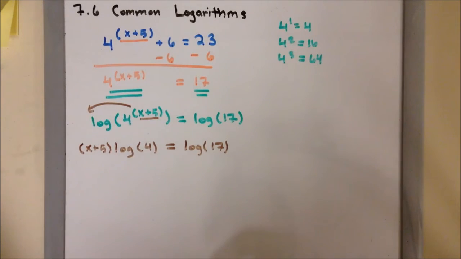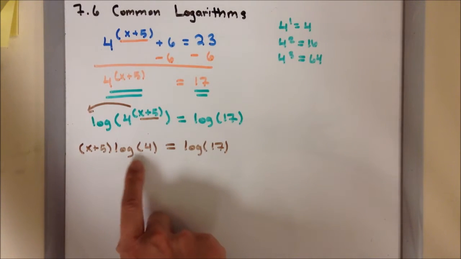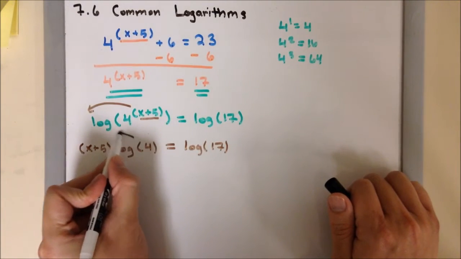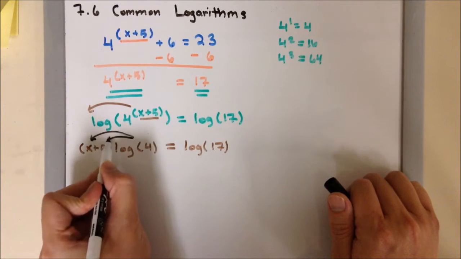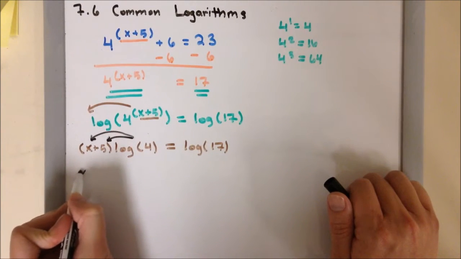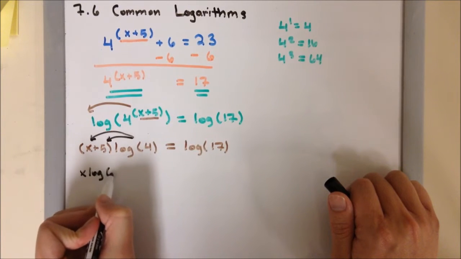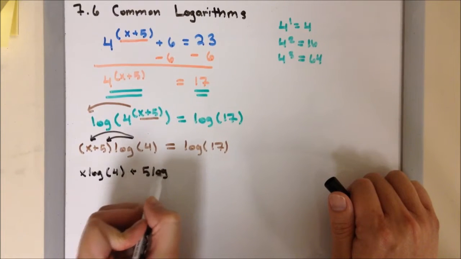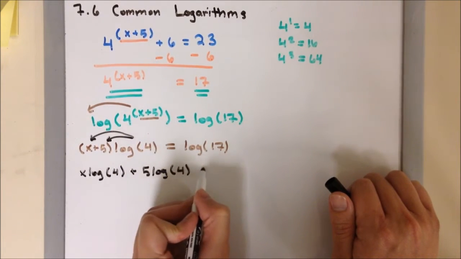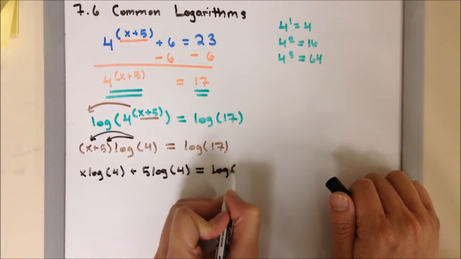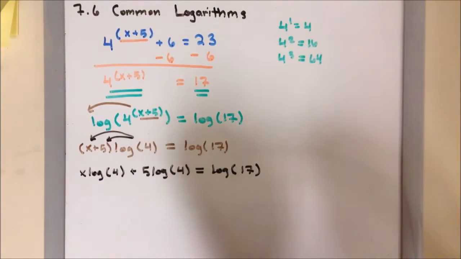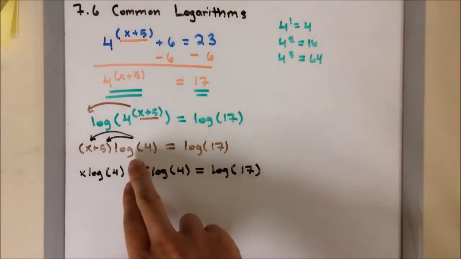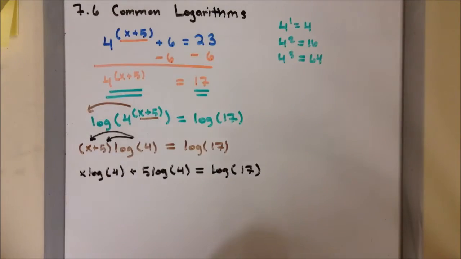Now, just like in the previous example, since it's log 4 multiplying x plus 5, I'm going to distribute log 4 to the x and to the plus 5. So I'm going to have x log of 4 plus 5 log of 4. The whole thing is equal to log of 17. So that's what you should have when you distribute log of 4 to x plus 5.